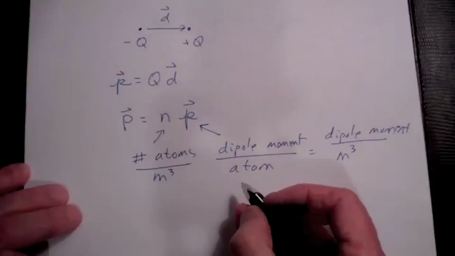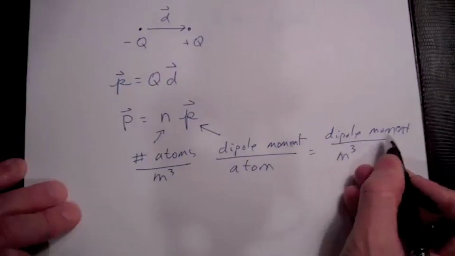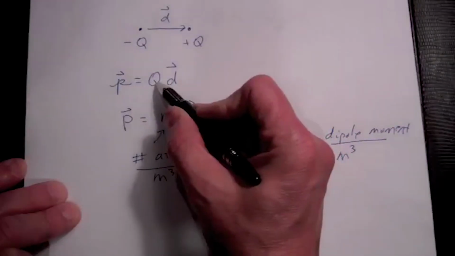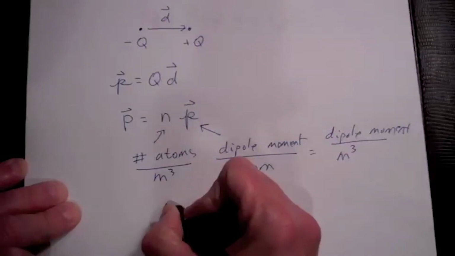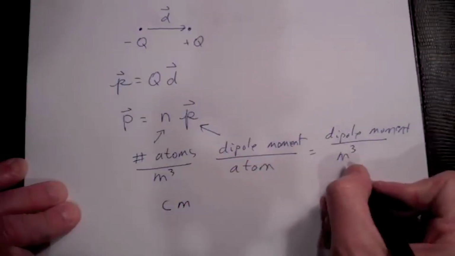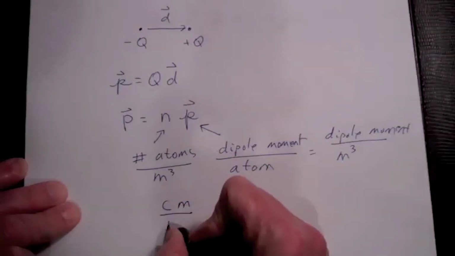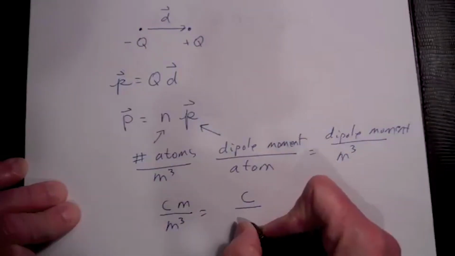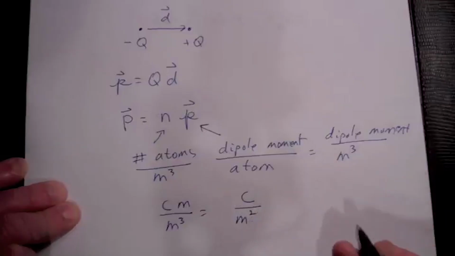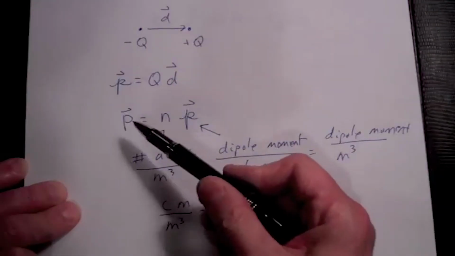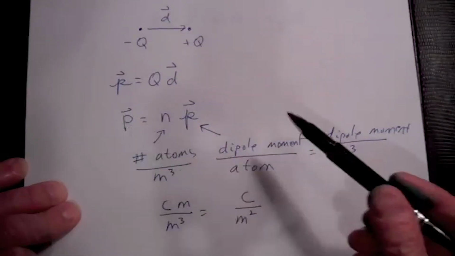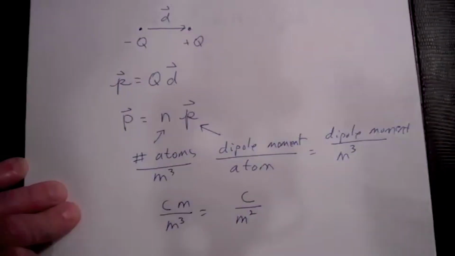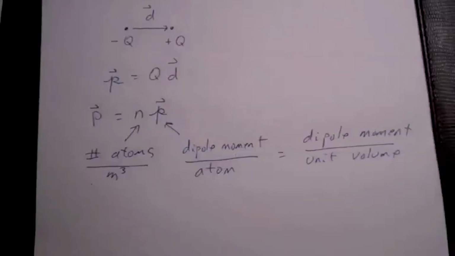Let's determine the units of polarization. So the dipole moment is a charge times a distance. So that's a coulomb times a meter. And the volume is meter cubed. So the units of the polarization is coulombs per meter squared. So we see the polarization field has the same units as our electric flux density field.